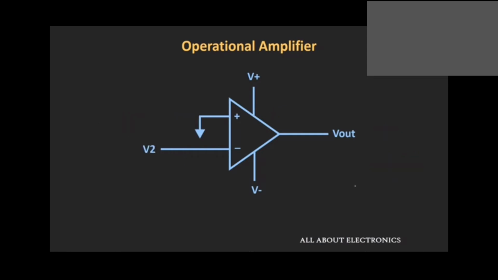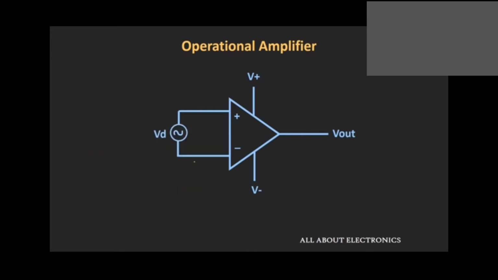Likewise, when we apply input to the negative terminal and ground the other terminal, the output of this amplifier will be equal to minus A times V2, because the difference between the two input terminals will be 0 minus V2, that is equal to minus V2. If we apply a sinusoidal signal at the input, then at the output we will get an amplified sinusoidal signal with a 180 degree phase shift with respect to the input signal. That means the output gets inverted by 180 degrees, and that is why this input terminal is known as the inverting terminal, because the output is inverted with respect to the input.